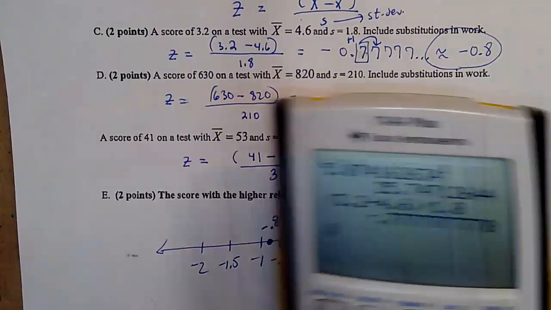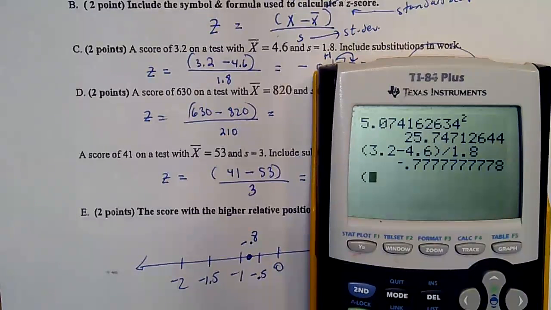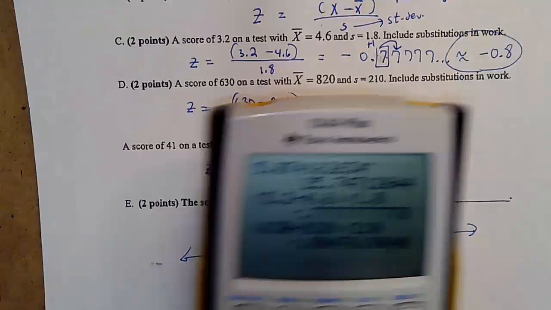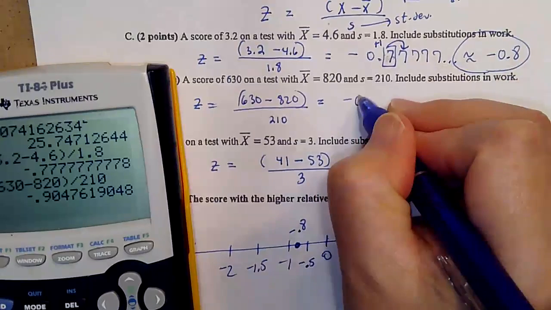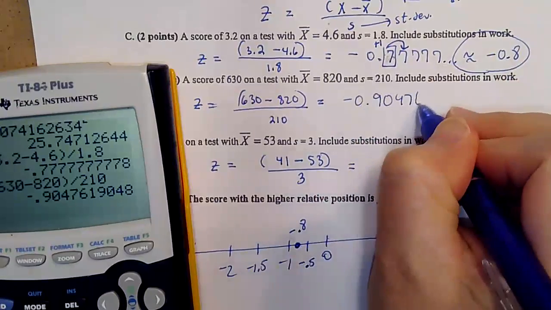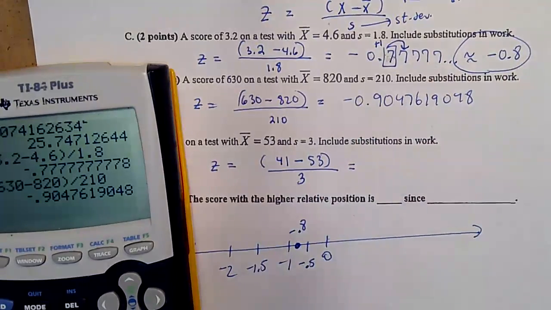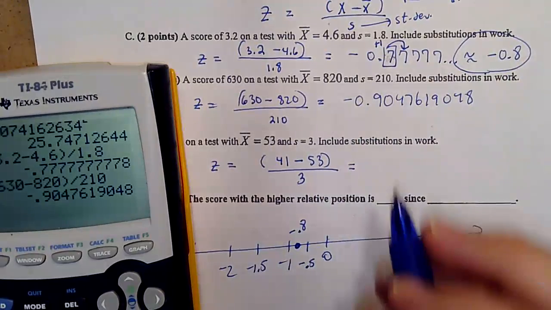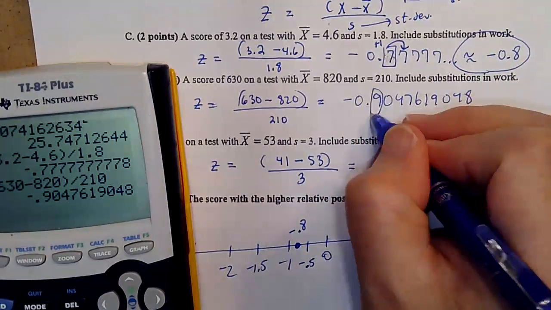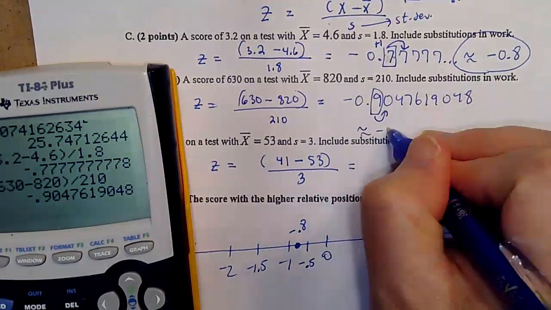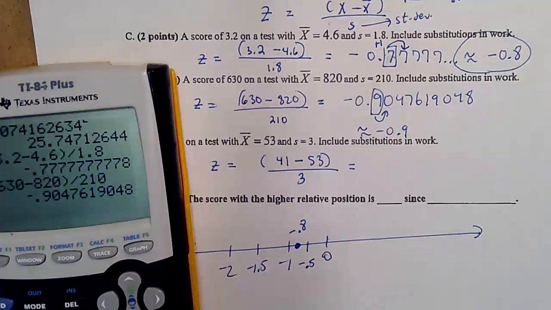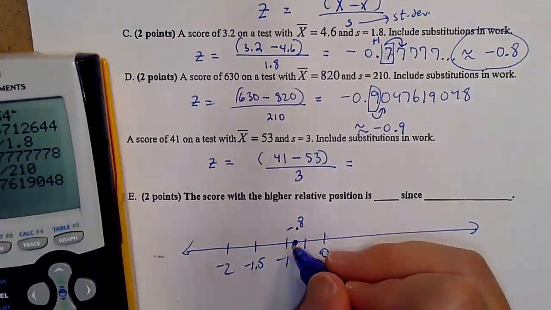Okay, then over here, we're going to do parentheses 630, take away 820, close parentheses, divided by 210. So negative 0.9047. Then I'll put those there. Okay, round to the nearest tenths place. Look at the neighbors. Is that 5 or more? No. So negative 0.9. Okay, so that's close to -1. So that's actually about right here.